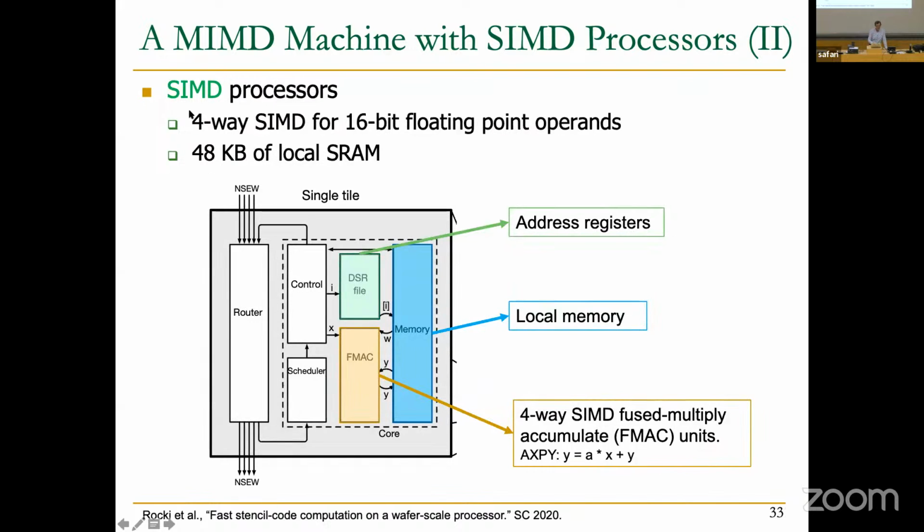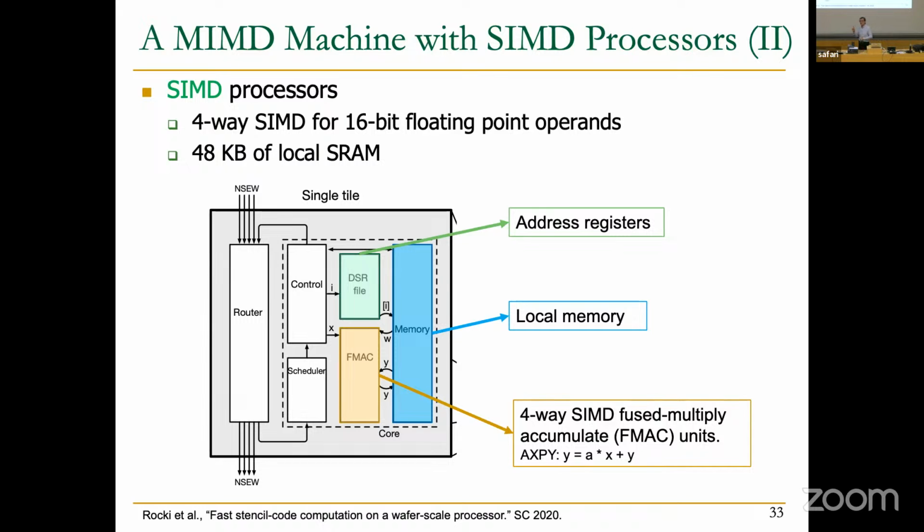But each of these processors is a SIMD processor actually. It has 4-way SIMD for 16-bit floating point operands. Not very powerful, you can do 4 floating point operations per cycle. And it has a local memory as well. And you can do floating point multiply and accumulate. The basic idea is you map your neural network computations to these floating point multiply and accumulate operations, very similar to how we did with systolic arrays, except this is a SIMD machine right now.